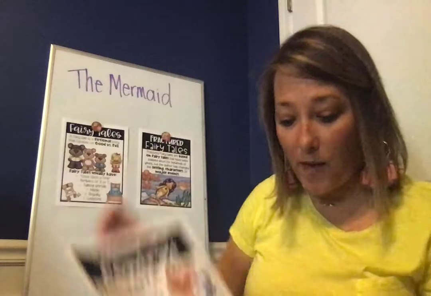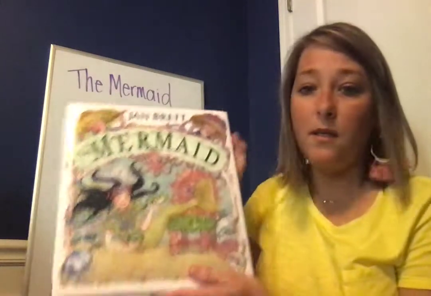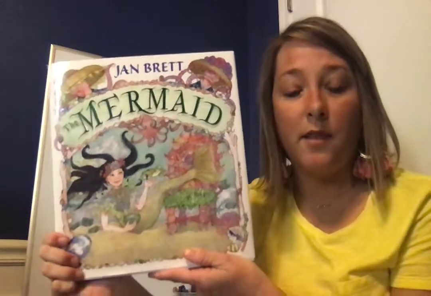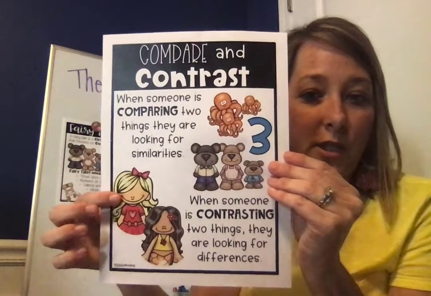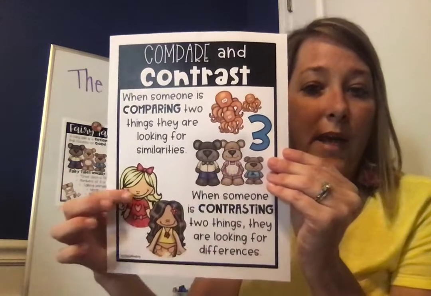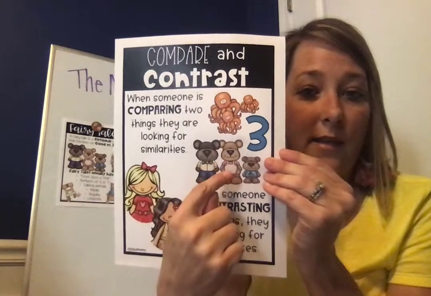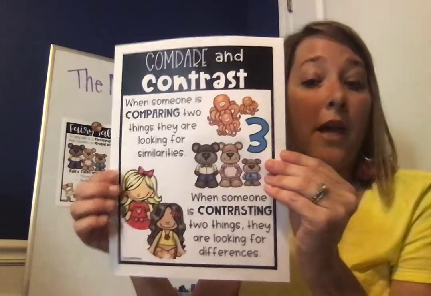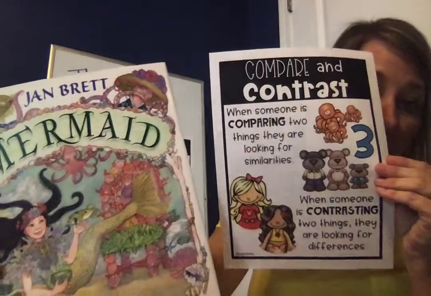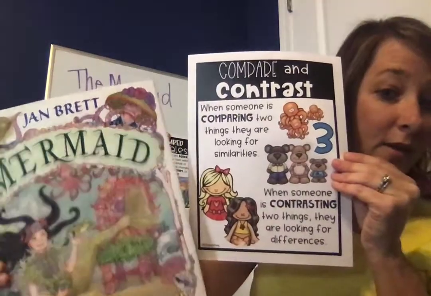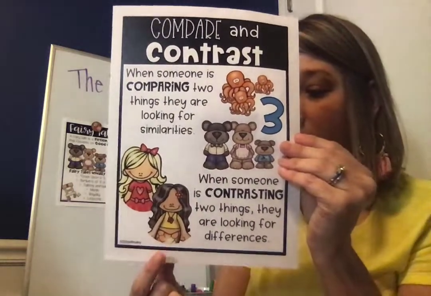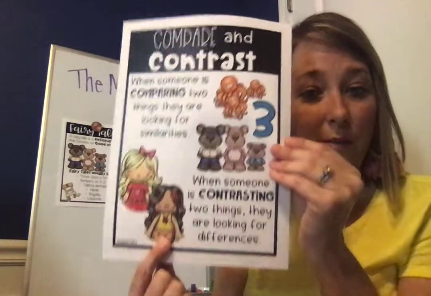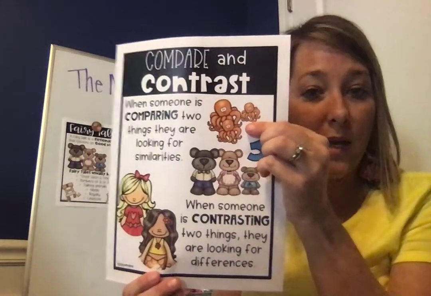So this week, we are going to be reading Jan Brett's book, The Mermaid. If you look back at our compare and contrast sheet, you may see some characters that you are familiar with. We have Goldilocks and the 3 bears. If you think about the mermaid, along with Goldilocks and the 3 bears, you may have already made a prediction or a guess that this story is going to be about a mermaid and 3 octopuses.